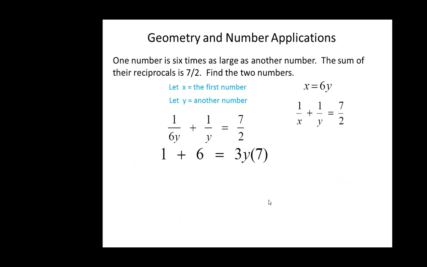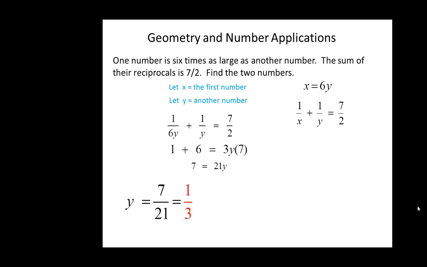I need to simplify this. I can add, of course, 1 plus 6, and on the right-hand side I'm going to multiply. So I have 7 equals 21y. I still want to solve for y. Here I'm going to divide by 21. Be careful. Notice the 7 is on top. So this is giving me y equals 7 over 21. That's 7 divided by 21. Don't reverse those. Okay, so I have y equals 7 divided by 21, and next we can reduce that to 1/3. So I found y.